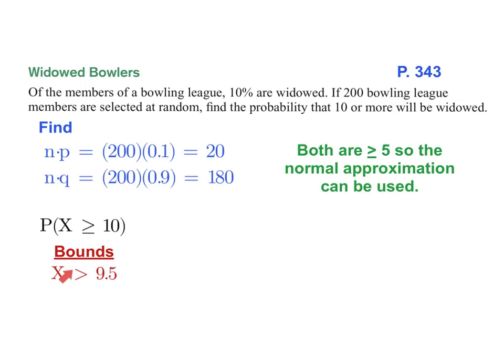So this is my boundary. When I put this in the calculator, what am I going to put? What's my lower bound here? 9.5 is the lower bound. What's the upper bound? 1E99. So that's how I'm going to set that part up in the calculator. I still need the standard deviation and the mean. The mean is n times p, and we already found n times p. Now I need to find the standard deviation. The standard deviation is the square root of n times p times q. So go ahead and do that.